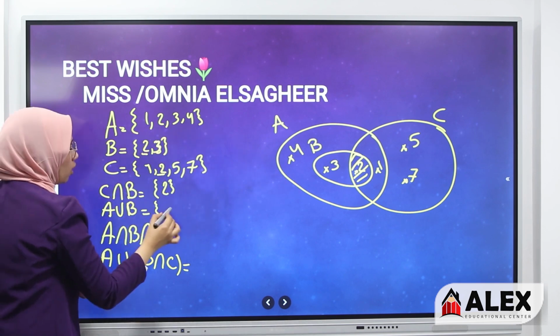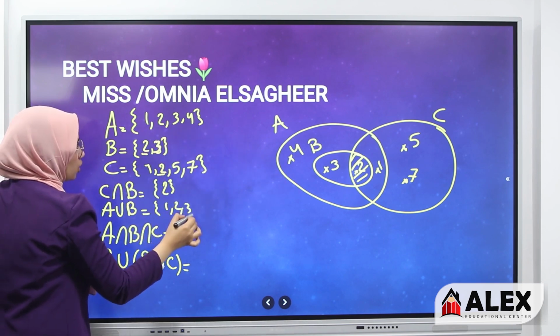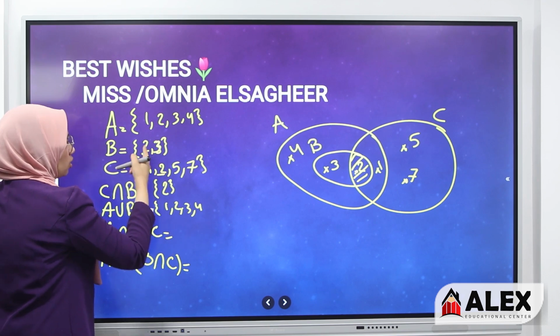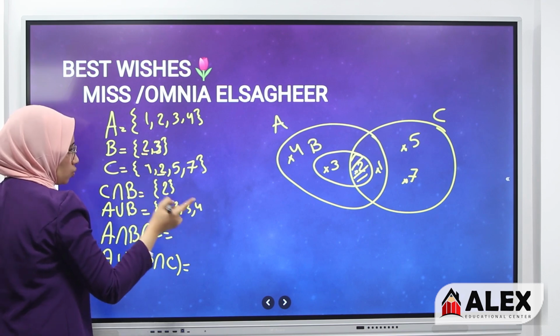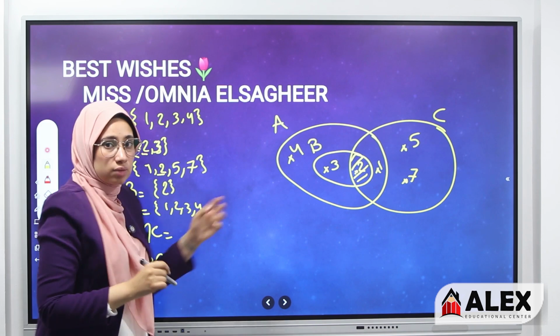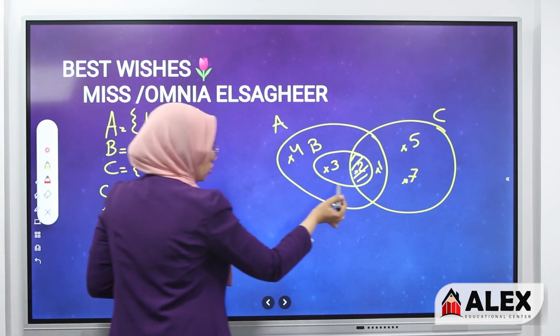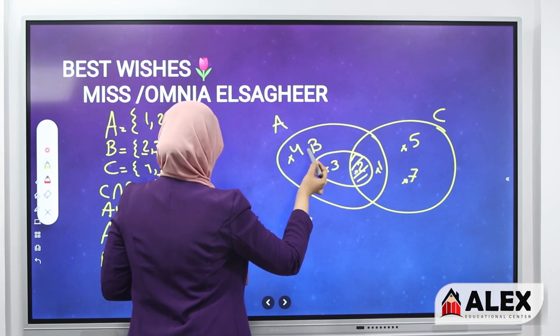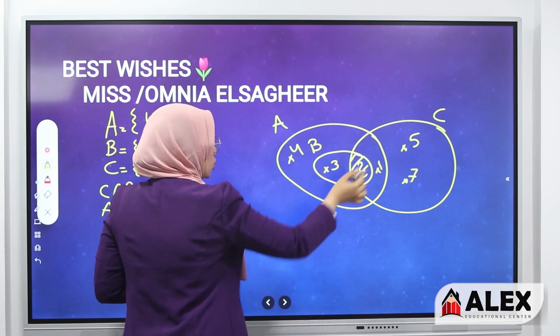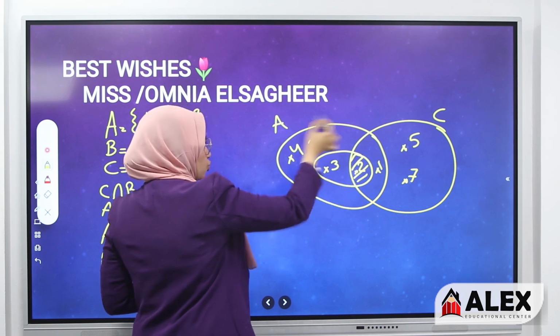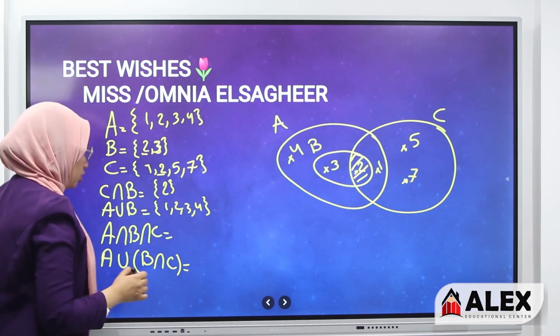A union B. We can take it from here or from here: 1, 2, 3, 4, 2, 3. We write it without repeating. I already wrote 2 and 3, so I won't write them again. Okay? From here 1, 2, 3 and what? And 4. Because B is a part, or a subset, of the set A.